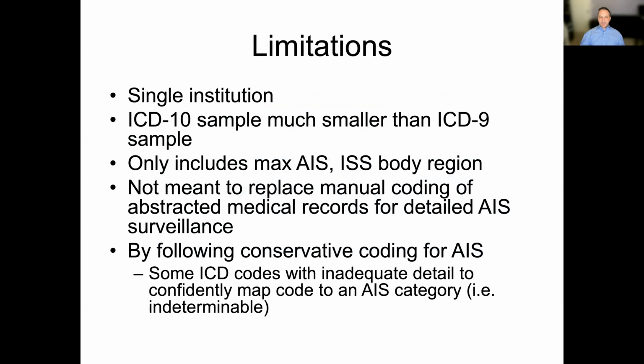So some limitations: this was a single institution. Again, it was a much smaller ICD-10 sample. It only includes the max AIS and ISS body region. It doesn't have the full 7-digit AIS score, which is probably okay if you just want to look at injury severity. I think the important thing to remember is that it's not meant to replace manual coding of abstracted medical records for detailed AIS surveillance. So that's definitely a limitation here: because the level of agreement is not extremely high, you have to take that into consideration.